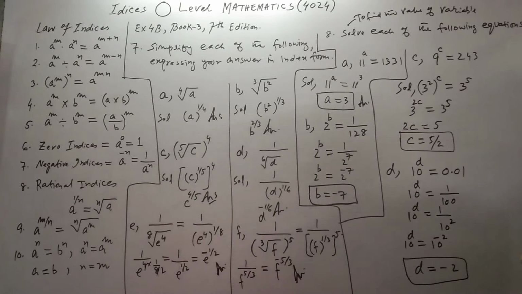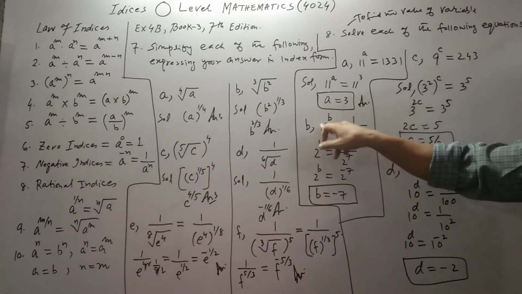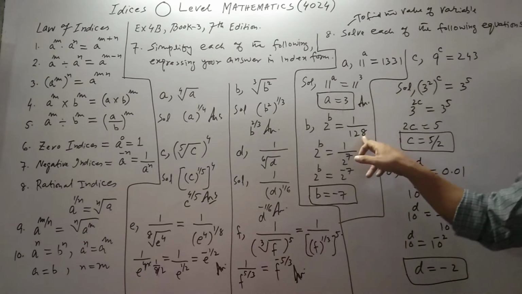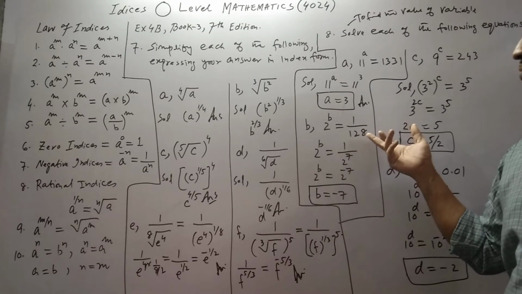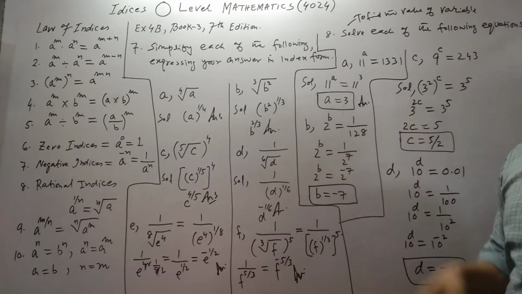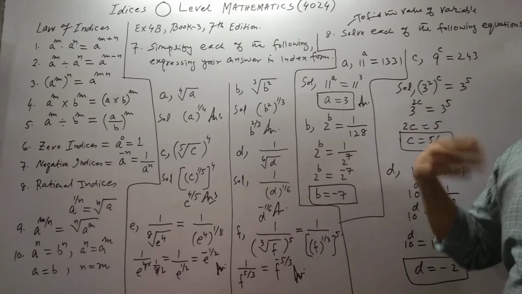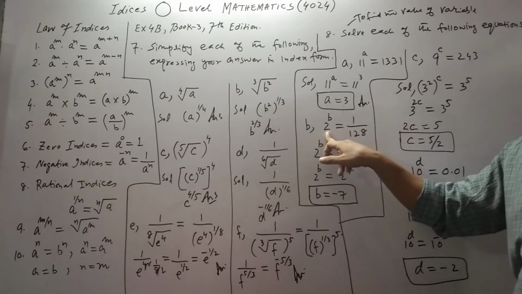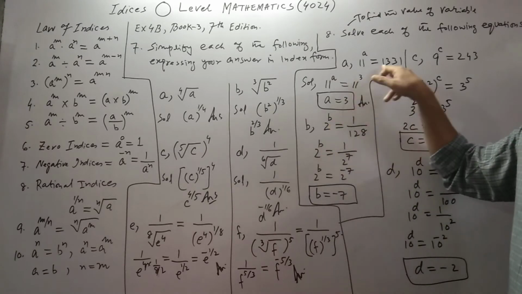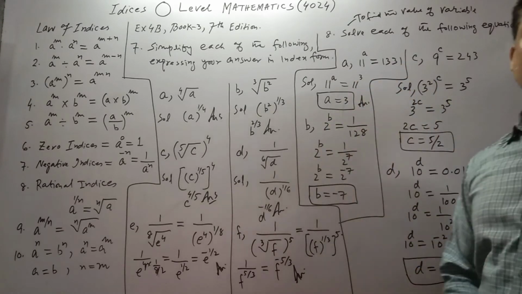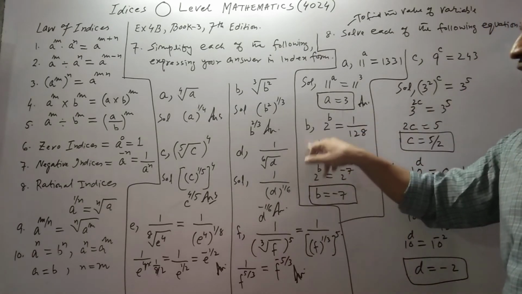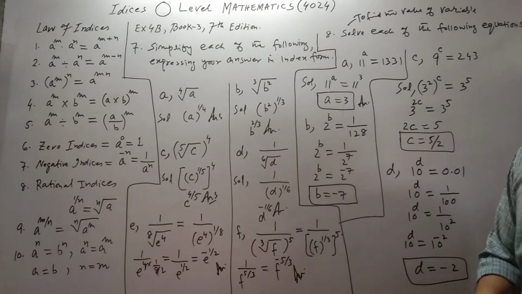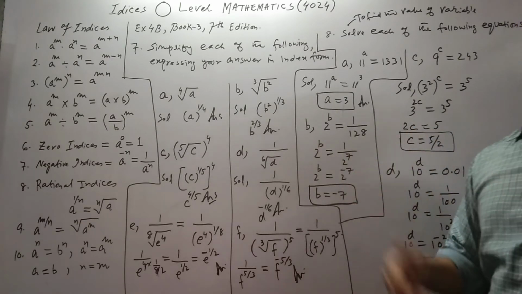I hope you understand. Come to part B. 2 to the power B is equal to 1 upon 128. Obviously, we have to find a number whose power becomes 128. So try to convert to 2 to the power something because we need 2. Here we needed 11, that's why we converted 1331 to 11 to the power 3. Here, because the left hand side is 2 to the power B, we need 2 to the power something to become 128. And 2 to the power 7 is equal to 128.